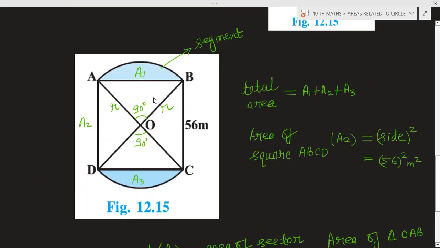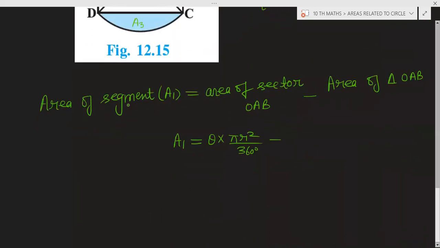In this triangle, this angle is 90 degrees, and opposite to the 90 degrees will be the hypotenuse. Basically this is a right angle triangle. If you want to find the area of this triangle, you can assume this r as the base and this r as the height. So the area of this triangle will be half into r square, r into r. The area of a triangle you can find as half into base into height.